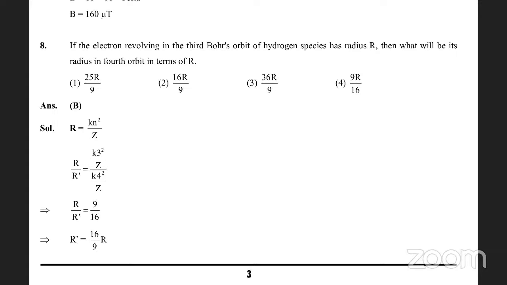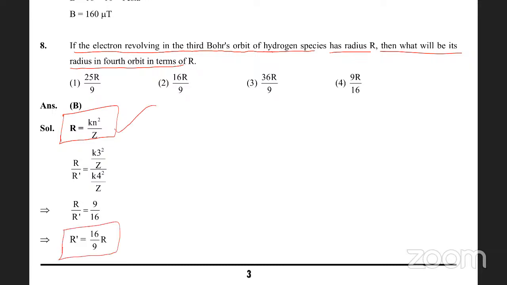Look at the next one. If the electron revolving in the third Bohr orbit of a hydrogen atom has radius r, then what will be its radius in the fourth orbit? We know that radius is proportional to n squared by Z. If you apply this formula, you'll get the new radius as 16 by 9 r. So apply this formula.